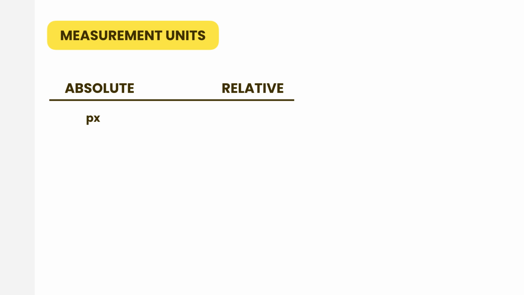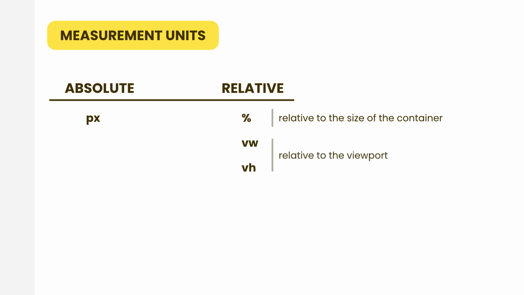Relative units are relative to something else. For example, we have percentages that are relative to the size of the parent element. We have vw and vh, which are relative to the size of the viewport, and em and rem, which are relative to the font size. What unit you use depends on what problem you're trying to solve. So let's see these units in action.